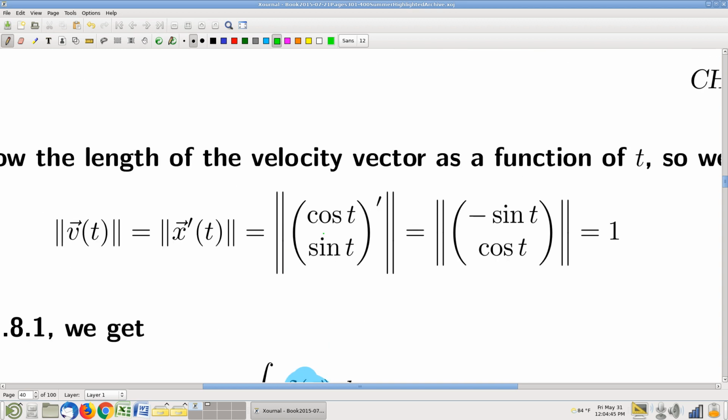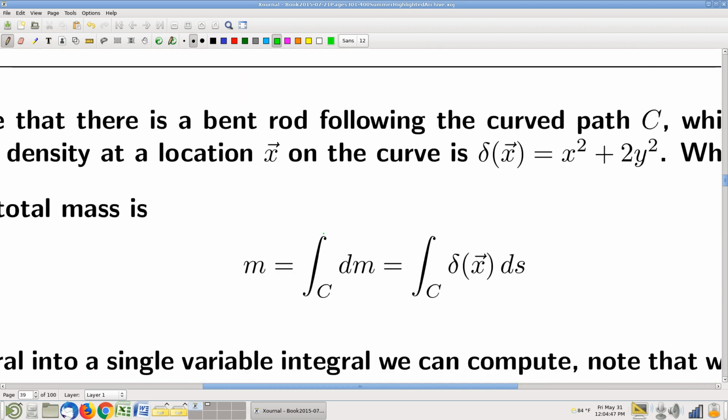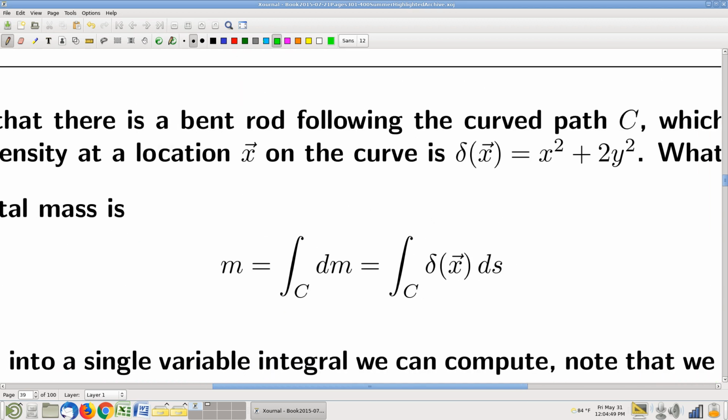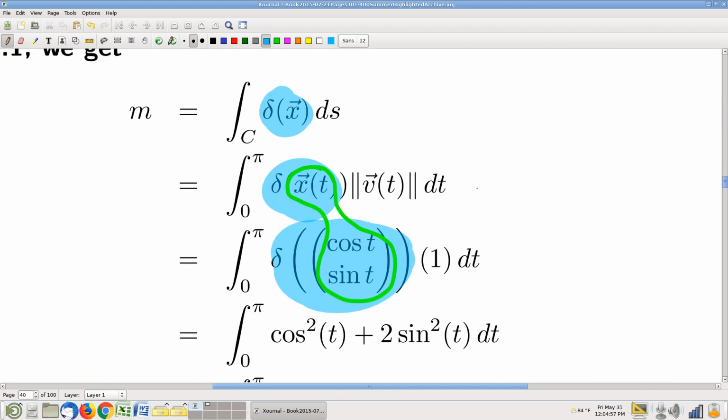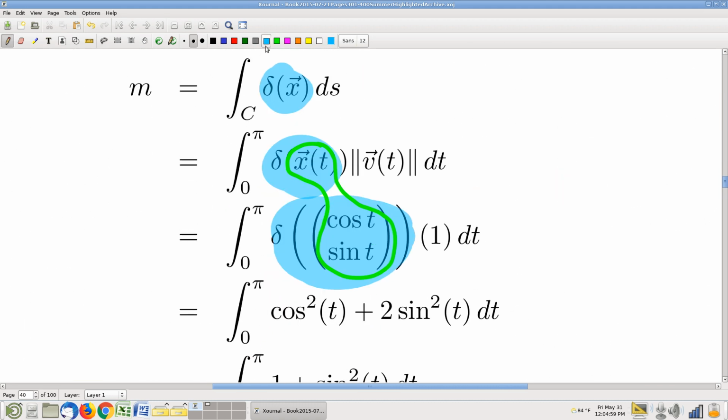By the way, our density function was x squared plus 2y squared. That's our density function. Let's evaluate that. Here it is, x squared plus 2y squared. Well, there it is. This is x squared plus 2y squared, because x is cosine t and y is sine t.